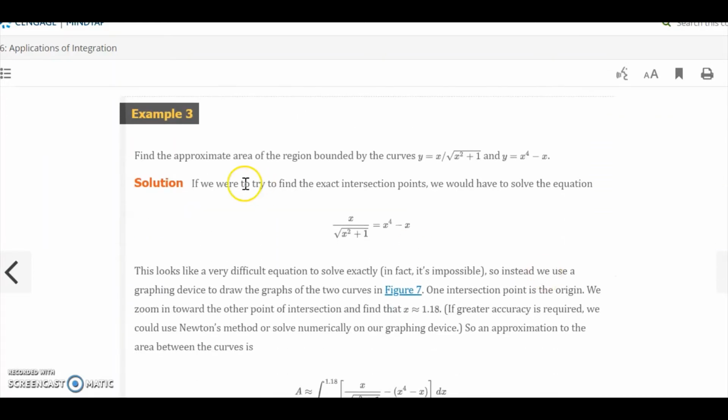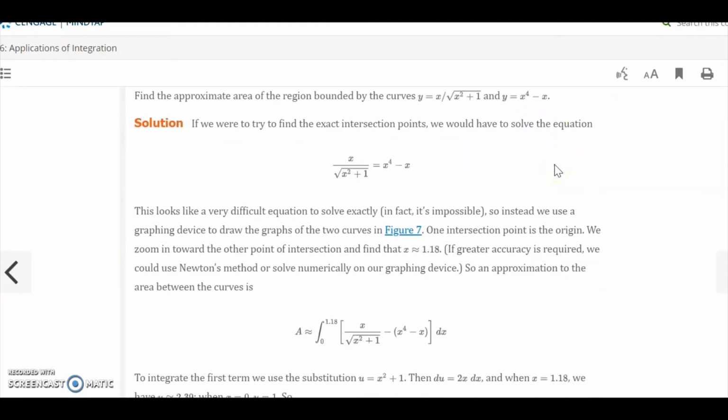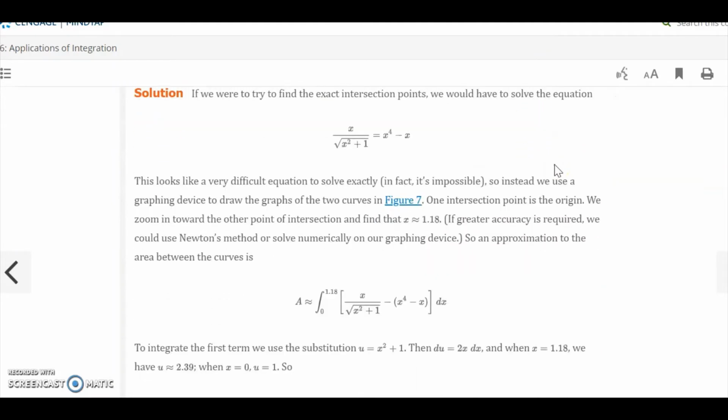So example 3, we'll look at real quick. Find the approximate area of the region bounded between the curves x over radical x squared plus 1 and y equals x to the fourth minus x. So again, they're finding the intersection points. So you would have to solve a problem like this, but it's very difficult to solve this exactly. In fact, it's impossible.